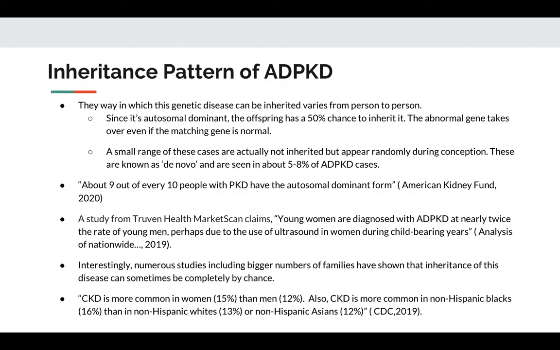A study that I looked into from Truven Health Market Scan claims that young women are diagnosed with ADPKD at nearly twice the rate of young men, perhaps due to the use of ultrasound in women during childbearing years. So obviously, with pregnant women and just going to the doctor for checkups, you might get an ultrasound, and this is one of the ways to diagnose ADPKD. So this is probably why younger women are diagnosed at a larger rate.